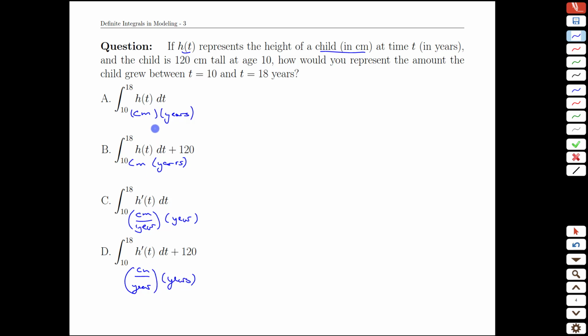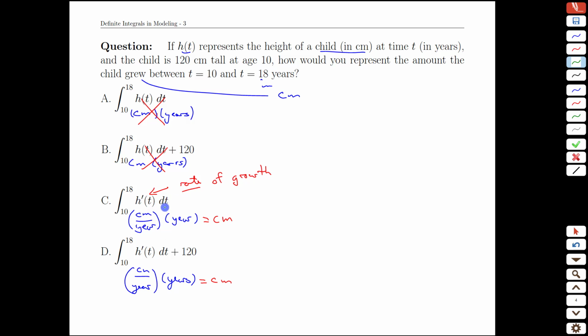If we consider those options, and we imagine what we're trying to calculate here, the amount the child grew would be in centimeters. No question at all. It's just a height difference. And so these units here don't make any sense. Centimeters times years, I don't know what those represent in this scenario. However, these formulations down here do give us centimeters. So if we knew how quickly the child was growing, that's what this h prime of t is, the rate of growth, then an integral would get us back from the rate to the actual change in height.